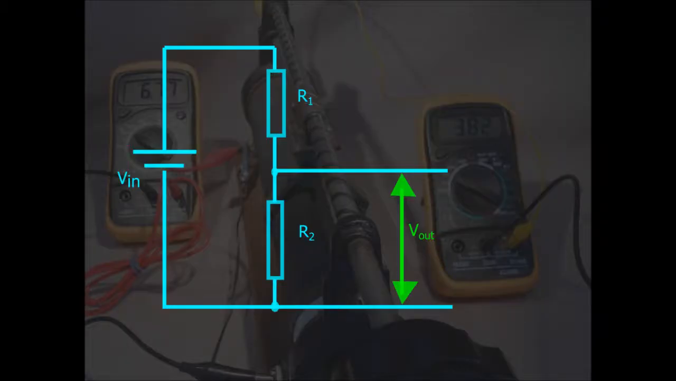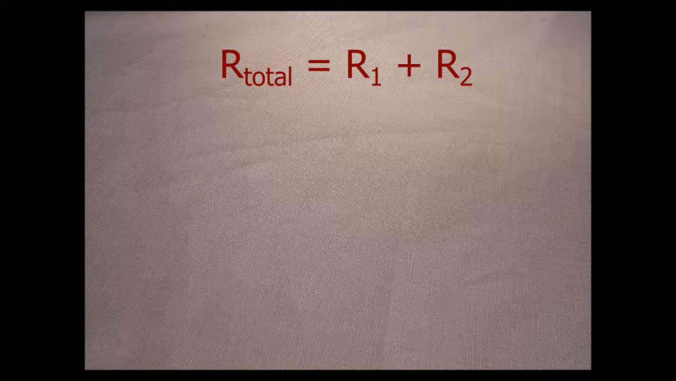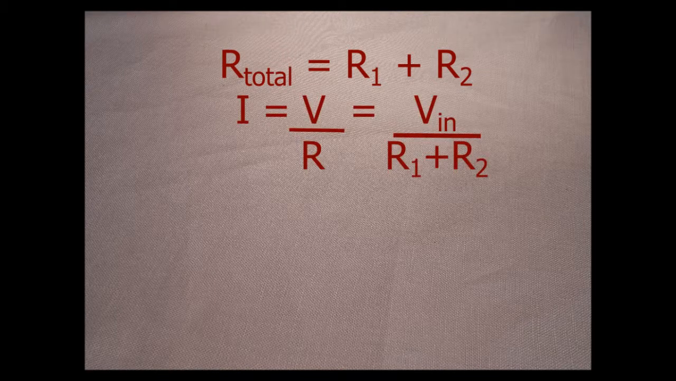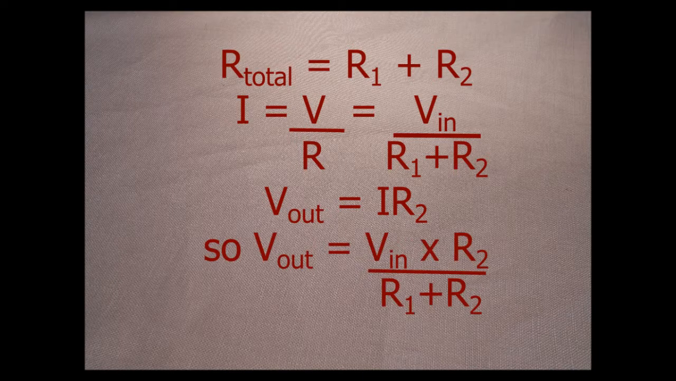This overlay shows the circuit with the layout simplified a bit. Total resistance in this circuit is equal to the sum of the two resistors because they're in series, and we can work out the current by using voltage in divided by total resistance, so V in over R1 plus R2. You can use the same equation to calculate the output voltage, that's current times the second resistance. You can substitute the expression for current into the equation for V out, and so you get V out is equal to V in times R2 all over R1 plus R2.